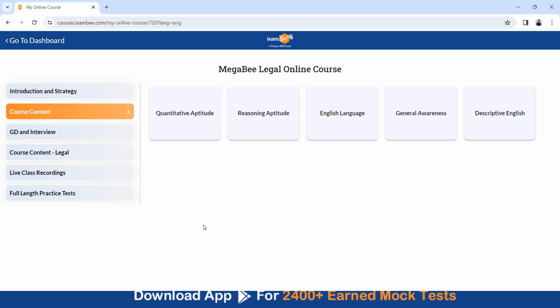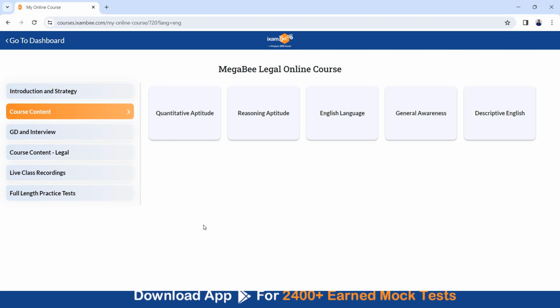In the majority of these law officer exams, there is prelims and mains. Usually in the prelims you will find quant, reasoning, English, GA or some of these subjects. In mains you will find law and descriptive English. The pattern of various exams is different, but the topics, the subjects at least, are common.